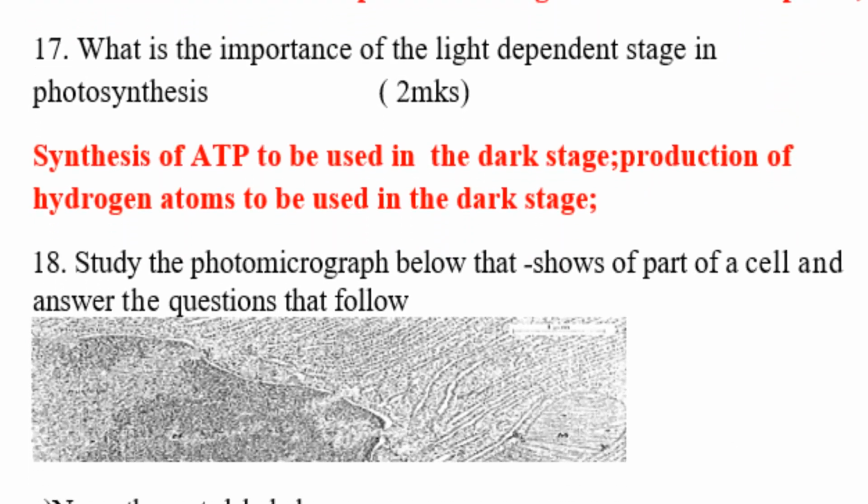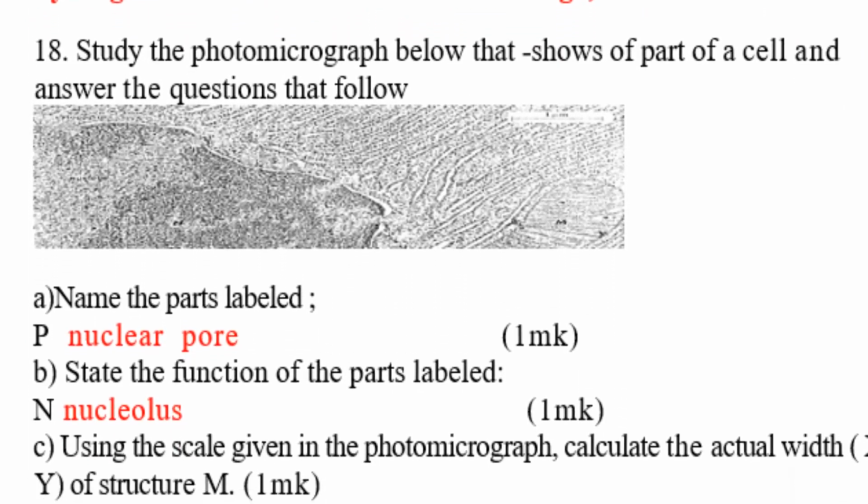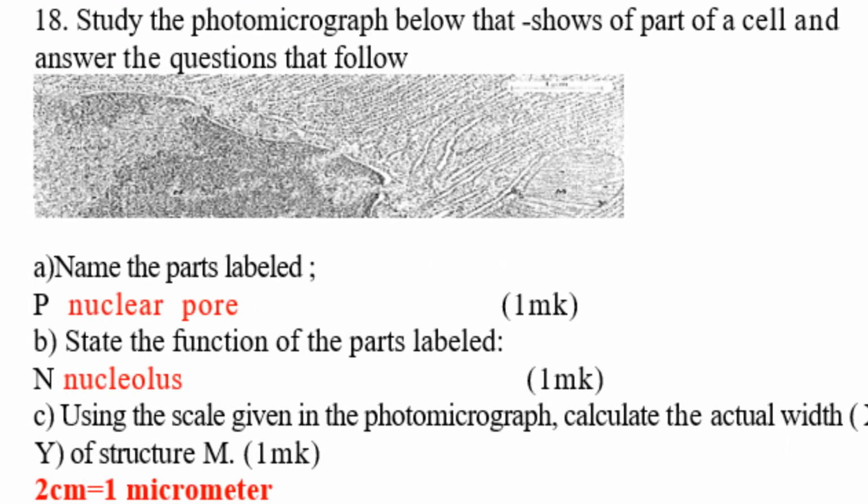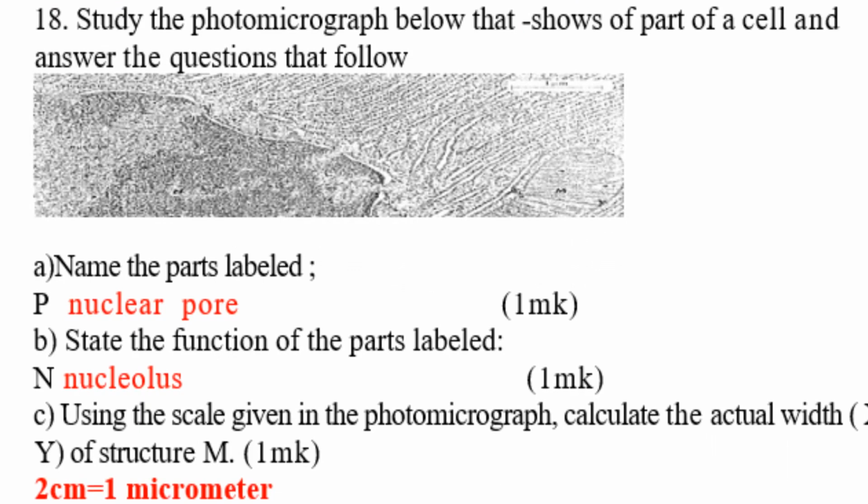Question number 18, study the photomicrograph below that shows a part of a cell and answer the questions that follow. You can see it there, very clear. You can see some parts labeled there, and you are told to name them. That one is nuclear pore. And B, you are told to state the function of the part labeled N. You can see N there.